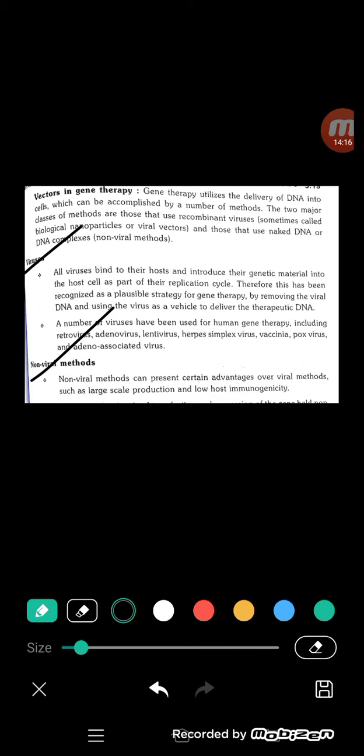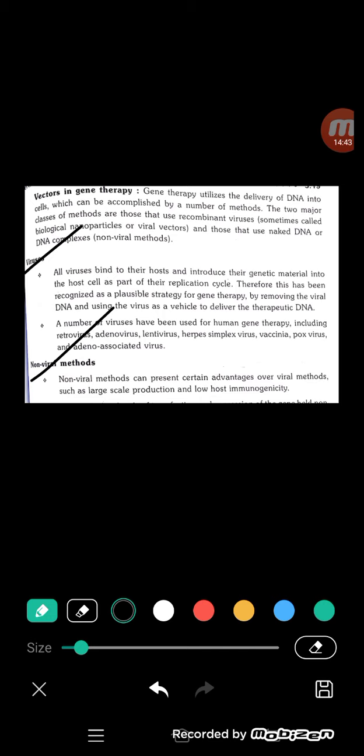These have been recognized as possible strategies for gene therapy, by removing the viral DNA and using the viruses as vehicles to deliver the DNA. A number of viruses have been used in human gene therapy: retrovirus, adenovirus, lentivirus, HSV, vaccinia, pox virus, and adeno-associated virus. These different types of viruses are used as vectors.